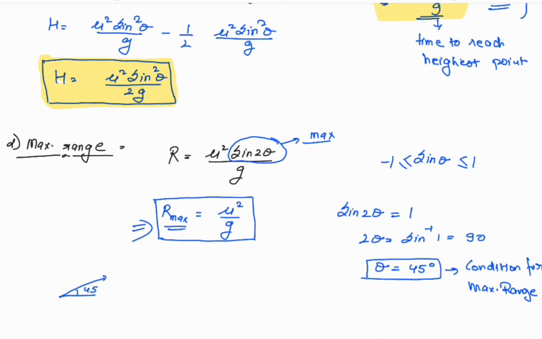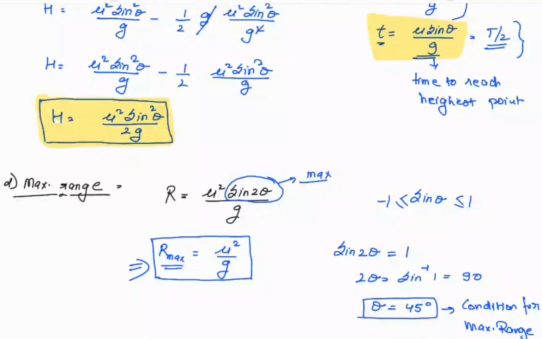They throw a javelin at an angle of 45 degrees, so it will cover the maximum range. In order to throw it to a maximum range, they throw a javelin at an angle of 45 degrees. Okay, this is all about the basic projectile motion.